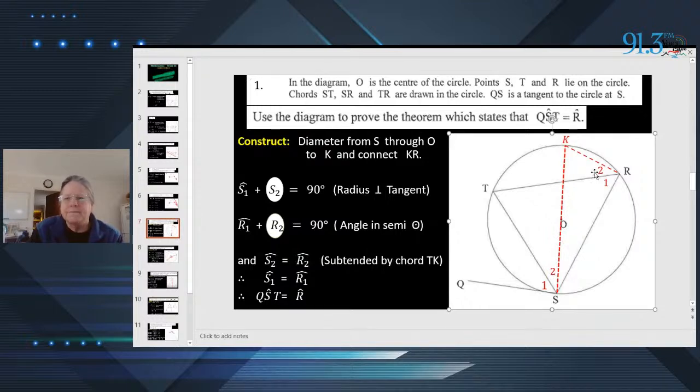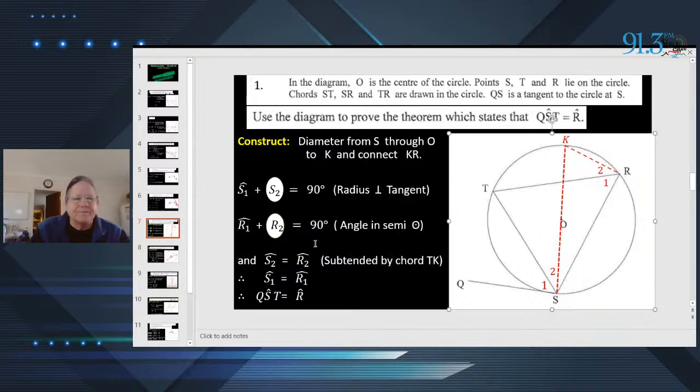Right, I'm going slowly. R2 is subtended by chord KT. Can you see? R2 is standing on KT. So is S2. S2 is also standing on KT. So therefore, these two angles are subtended by the same chord, so they are equal. So that is why I wrote S2 is equal to R2, subtended by chord TK. Now this we miss and then we lose our marks.